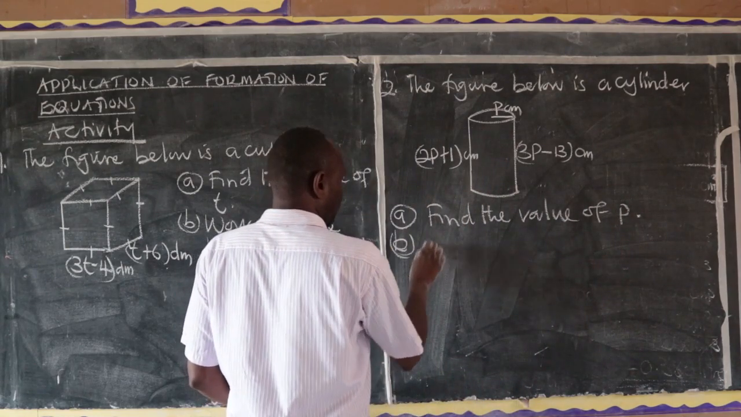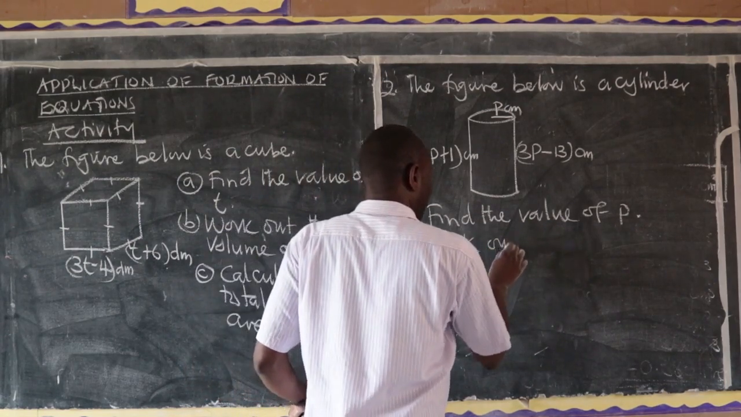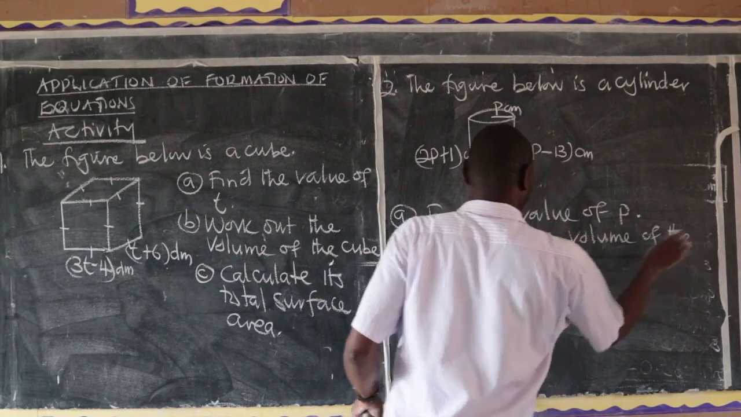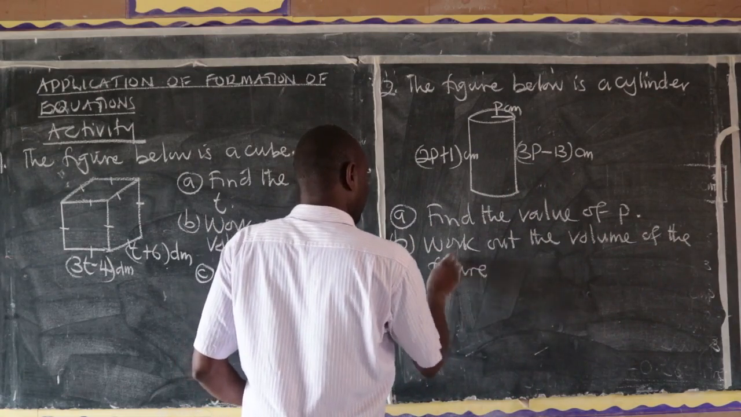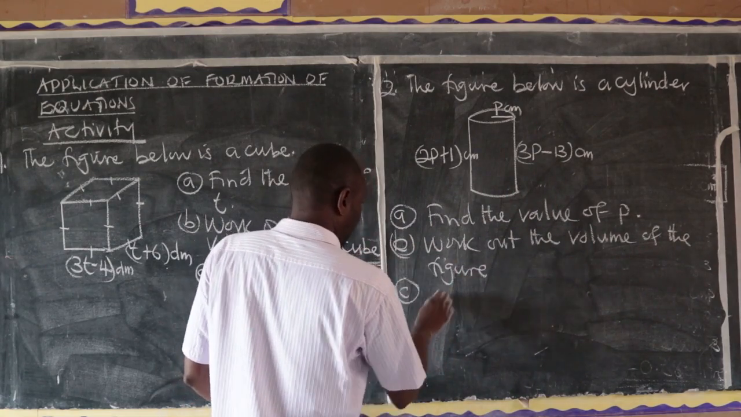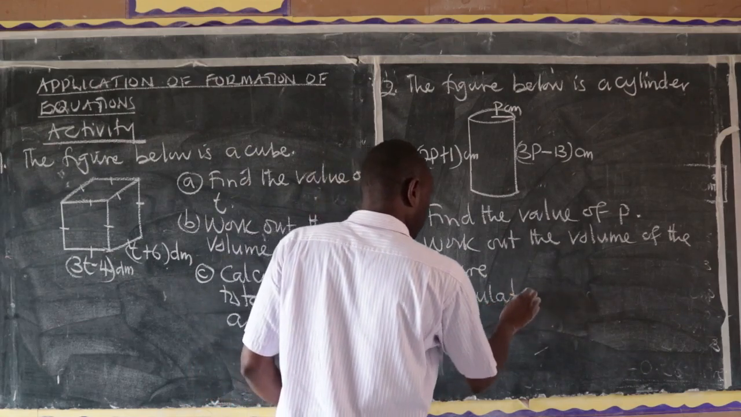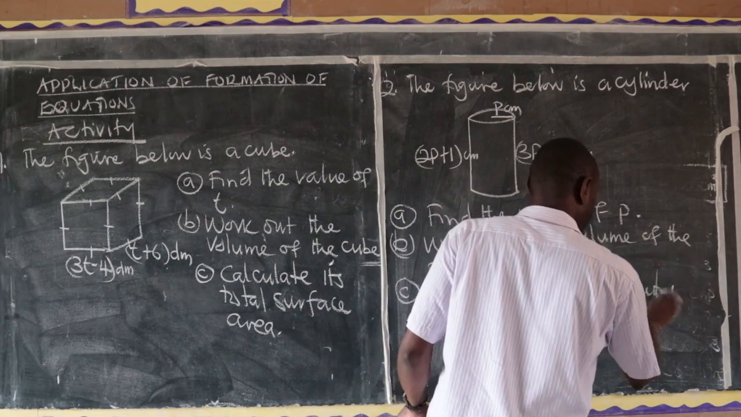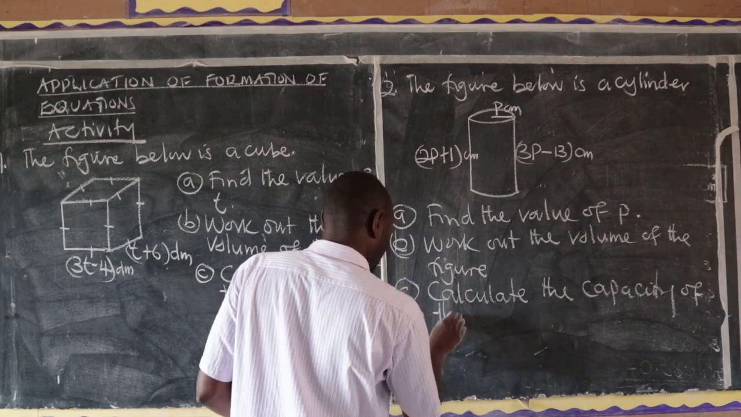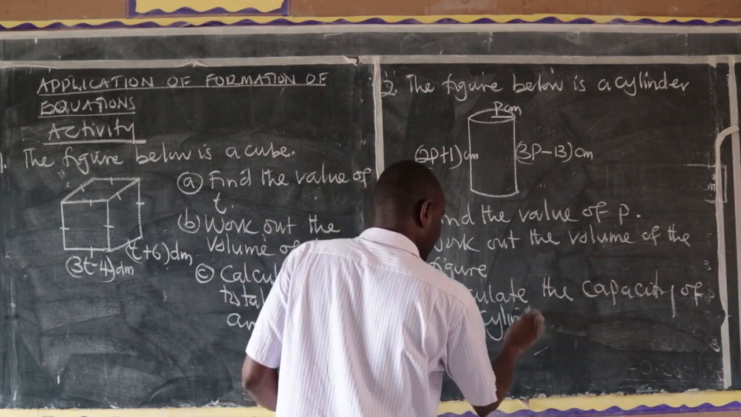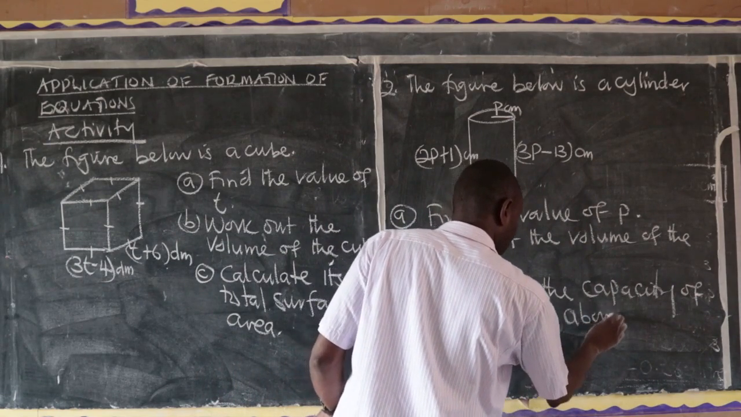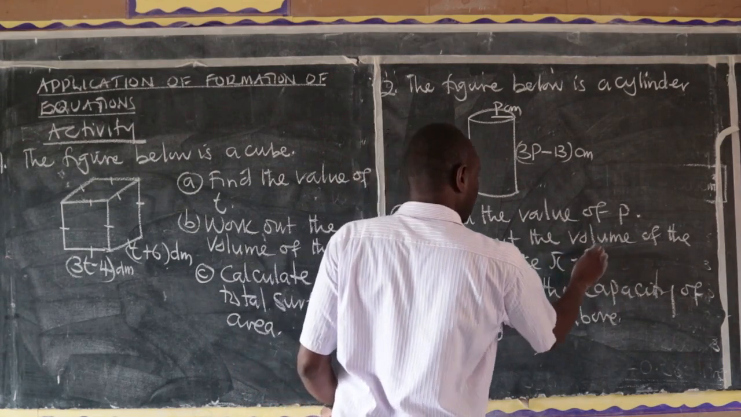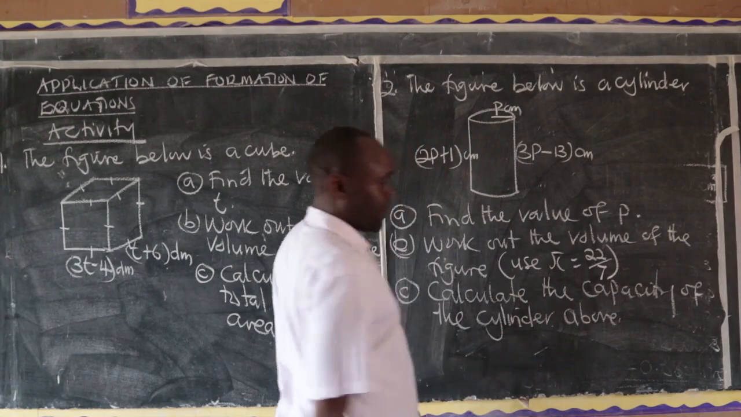Question B, work out the volume of the figure. Question C, calculate the capacity of the cylinder above. Maybe I can direct you here and say, use pi to be 22 over 7.